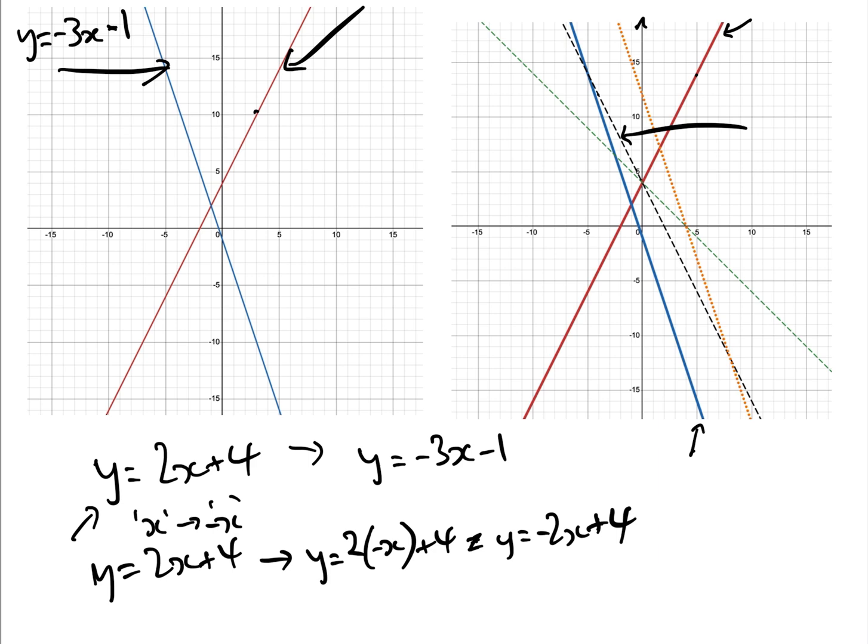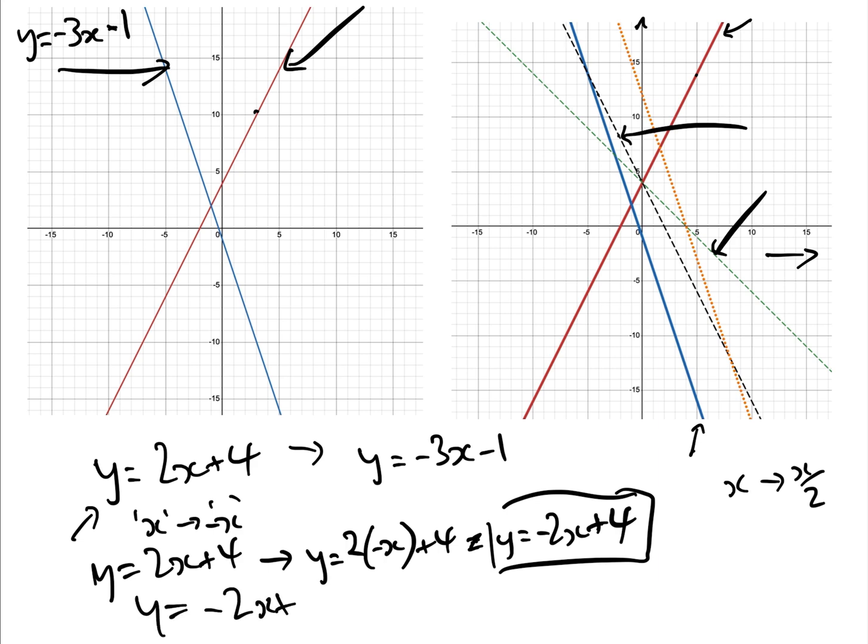Secondly, we're going to stretch it parallel to the x-axis by a factor 2, and that is this green one. We're stretching the black dotted line by a factor 2 in the direction of the x-axis, and that becomes the green one. Remember, when we stretch by a factor 2 in the x direction, we replace x by x over 2, and so y equals minus 2x plus 4 becomes y equals minus 2x over 2 plus 4, which is minus x plus 4.